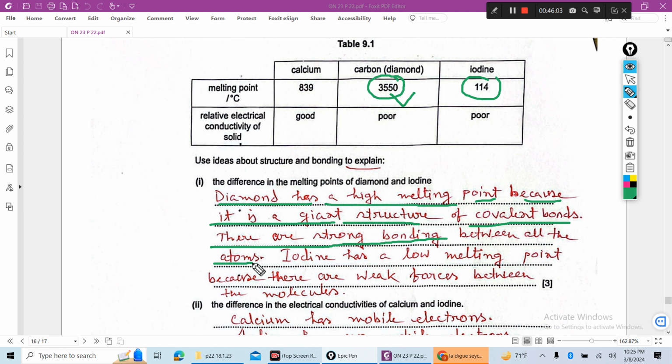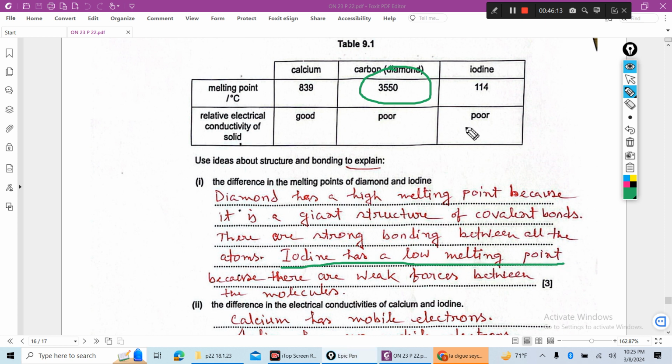There are strong covalent bonds between all the atoms. That's why diamond has high melting point, melting temperature. But iodine has a low melting point. You see, iodine only 140 degrees centigrade. Why low? Because there are weak forces between the molecules. In iodine there are weak intermolecular forces, or you can write there are weak van der Waals forces between molecules. That's why iodine has low melting point.